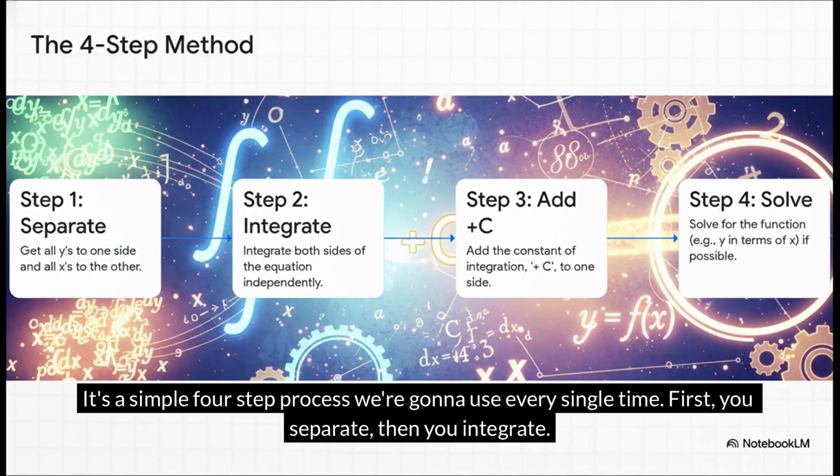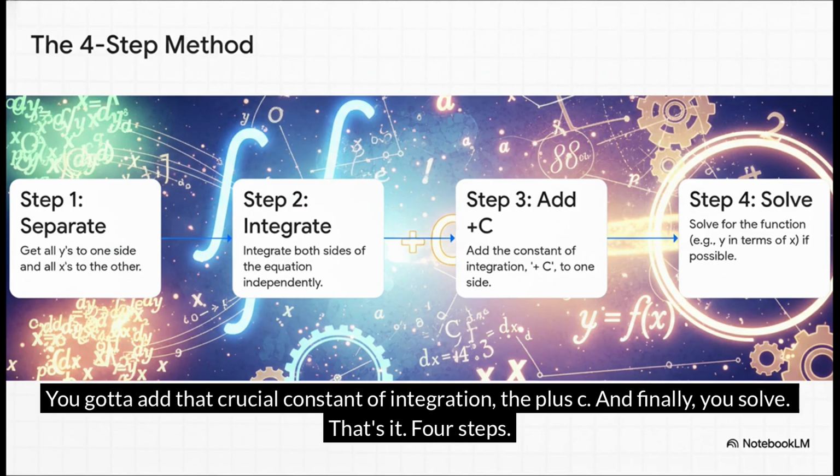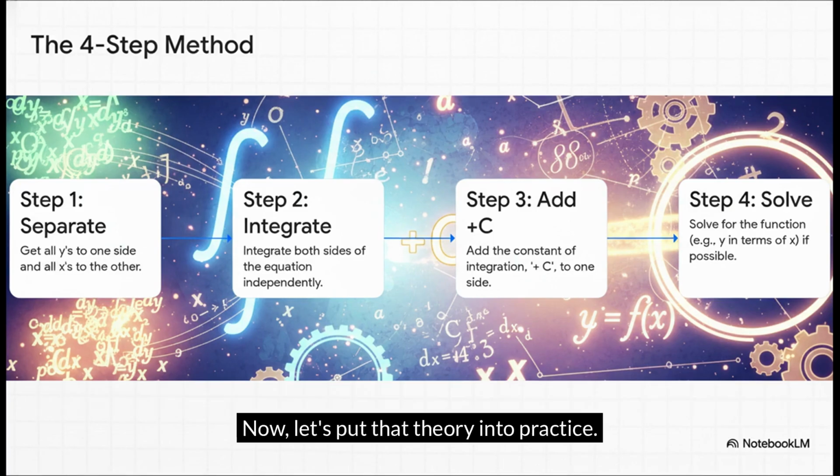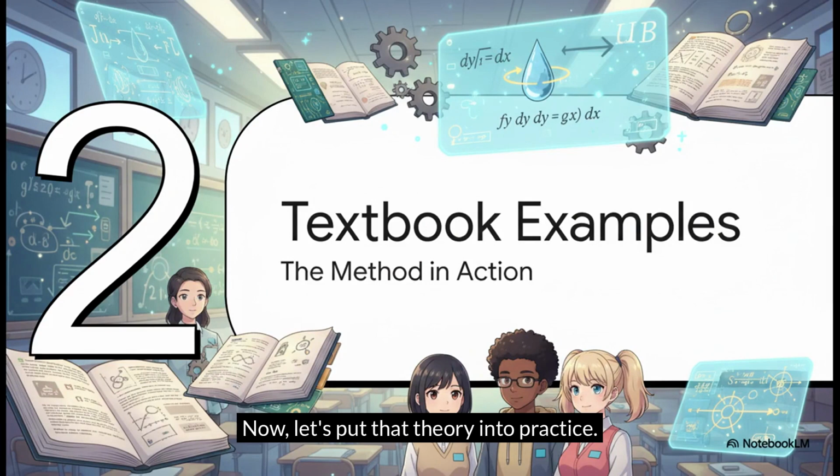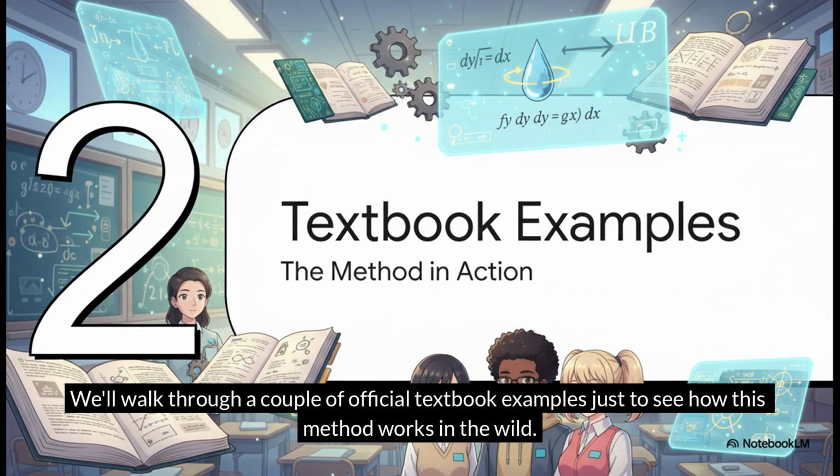And this right here, this is our playbook. It's a simple four-step process we're going to use every single time. First, you separate. Then you integrate. You've got to add that crucial constant of integration, the plus c. And finally, you solve. That's it. Four steps. Now, let's put that theory into practice. We'll walk through a couple of official textbook examples just to see how this method works in the wild.